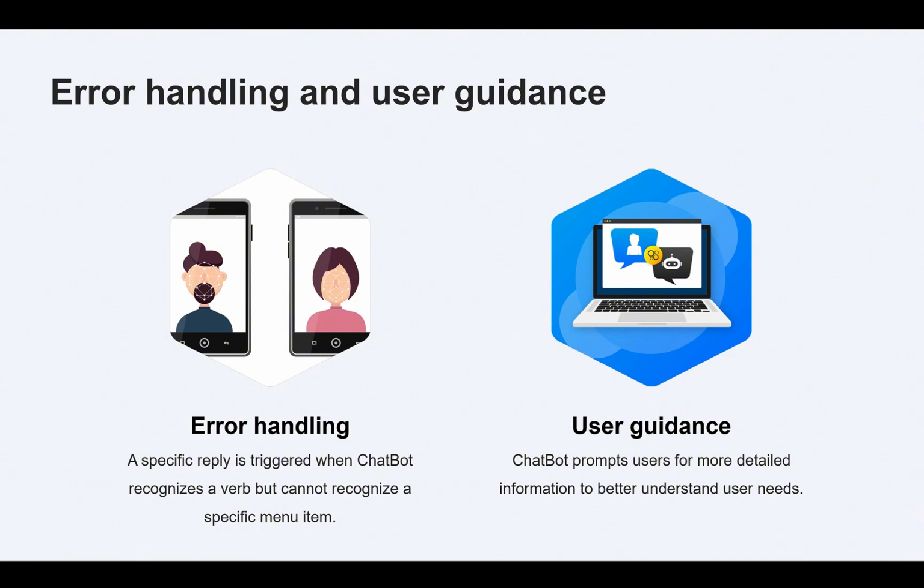If the parsed verb contains order, etc., but lacks a concrete object, the chatbot will reply, "Could you please specify what you would like to order?" Such guidance helps users to provide more detailed information.